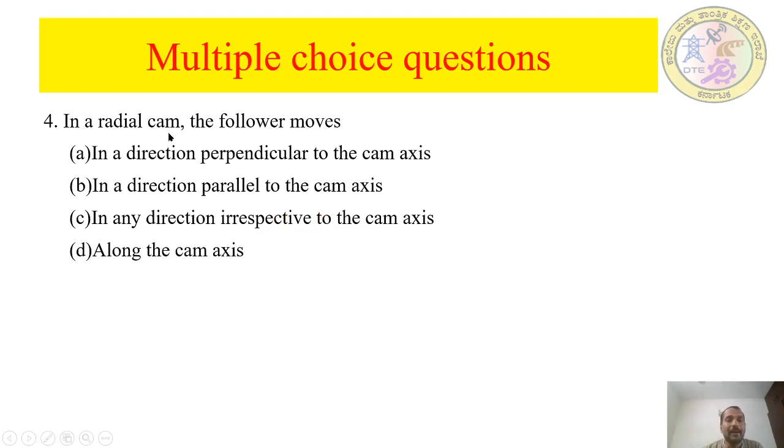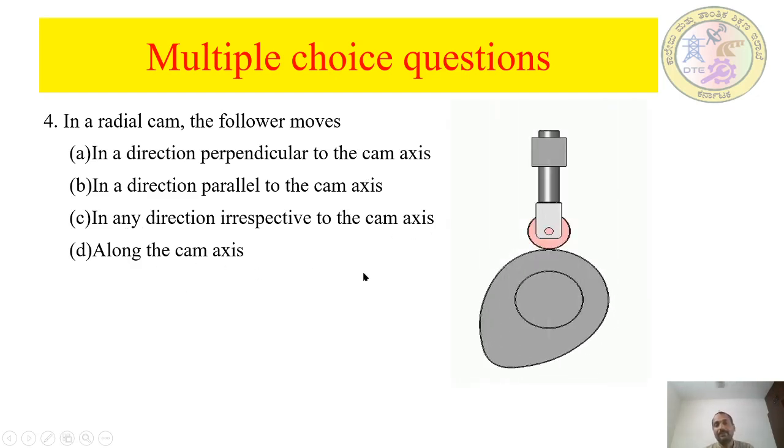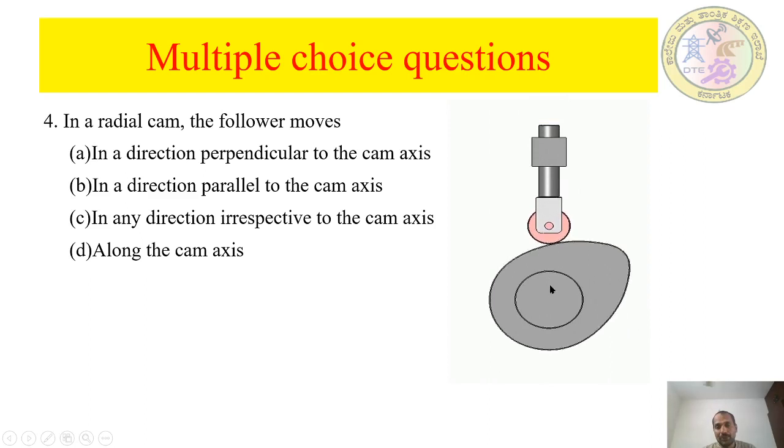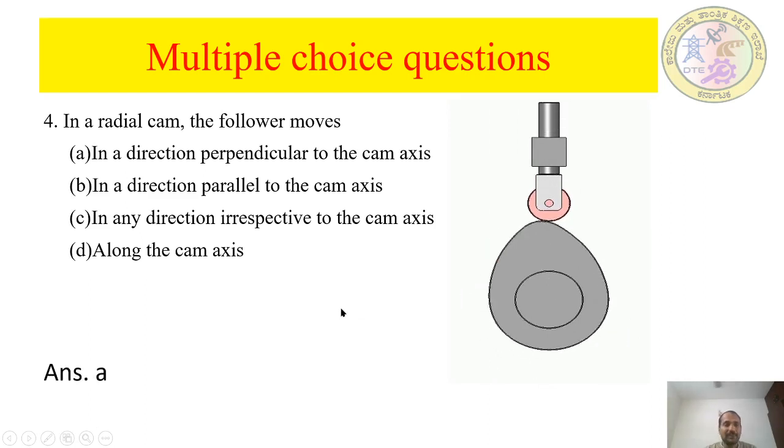In a radial cam, the follower moves in a direction perpendicular to cam axis, in a direction parallel to cam axis, in any direction irrespective to the cam axis, along the cam axis. We know in radial cam, the follower moves perpendicular to the cam axis, right? So answer is A.